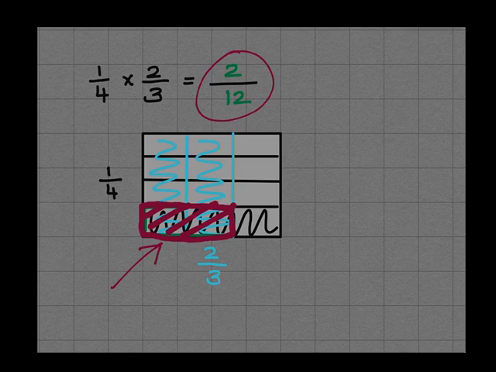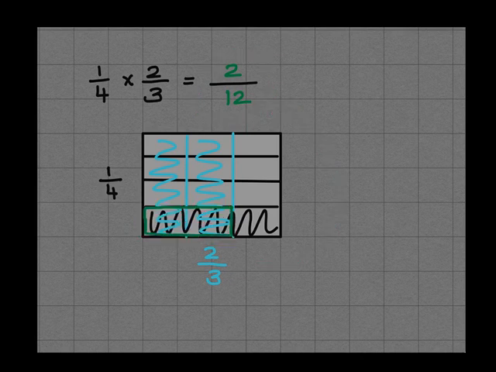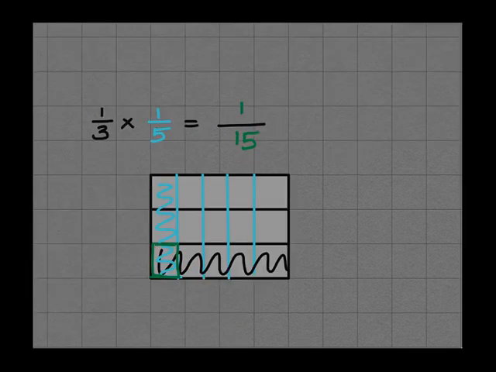So that is why we got the answer 2/12. 2 shaded boxes, and the total is the denominator 12. 12 is the total number of boxes. Always remember, use the first fraction to represent the rows, and use the second fraction to represent the columns. Let's see a similar problem.